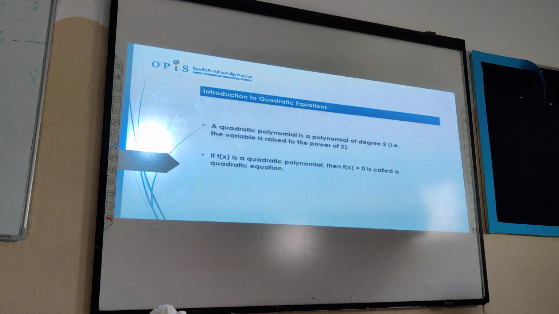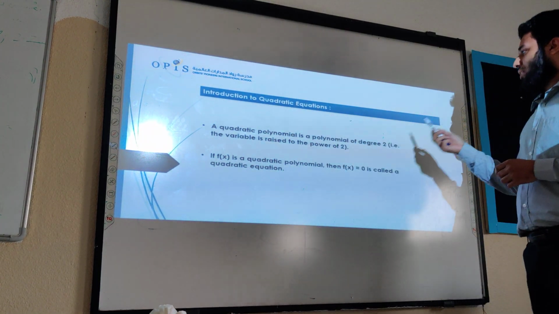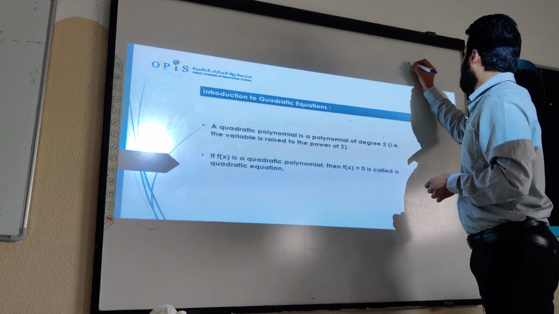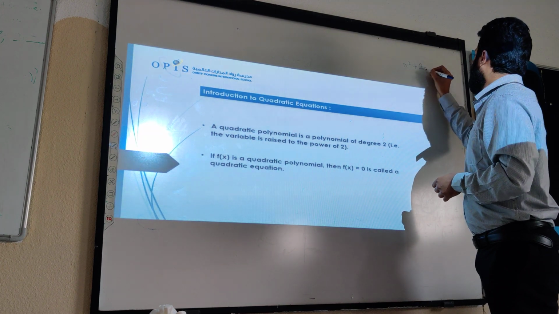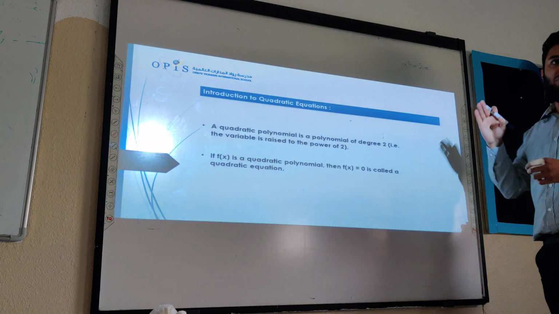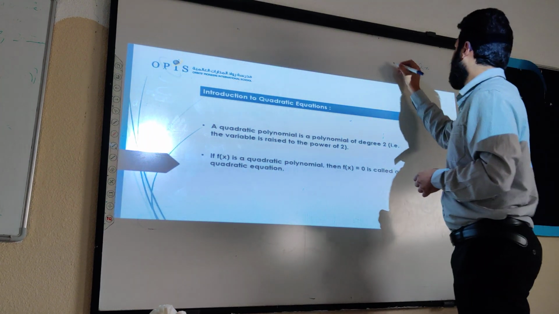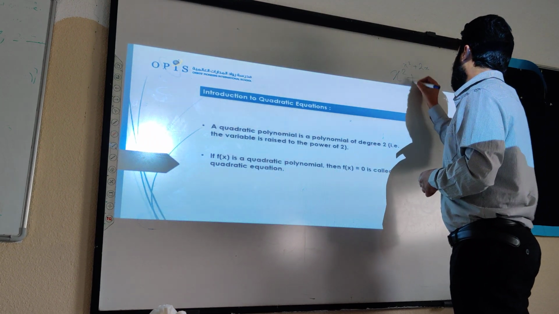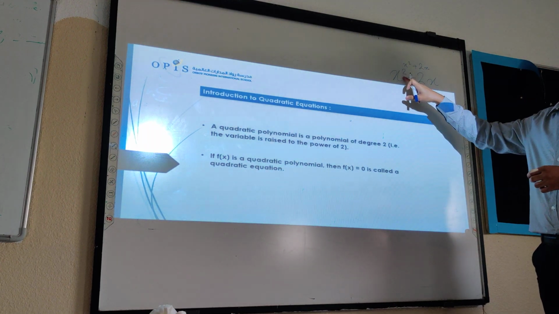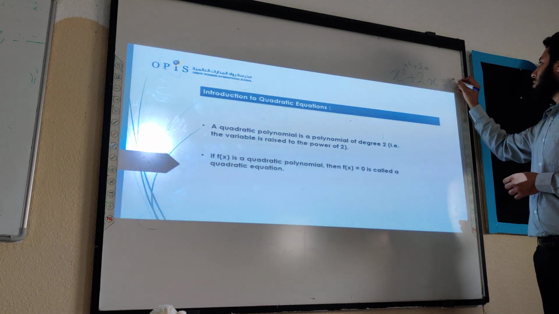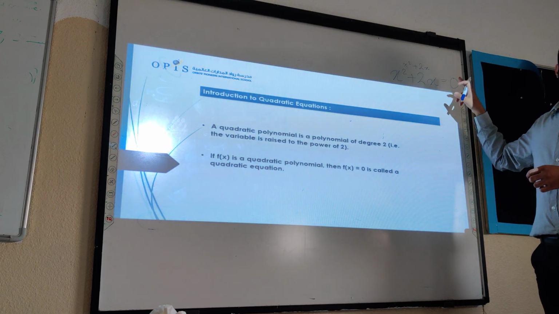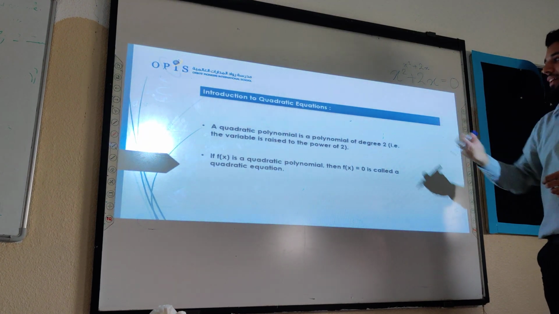So, introduction. A quadratic polynomial is a polynomial of degree 2. For example, any expression like x square plus 2x is an algebraic expression with power of 2. If we equate it to 0, it will become a quadratic equation, and we have to find out the values of x. In the next slide we will find them.